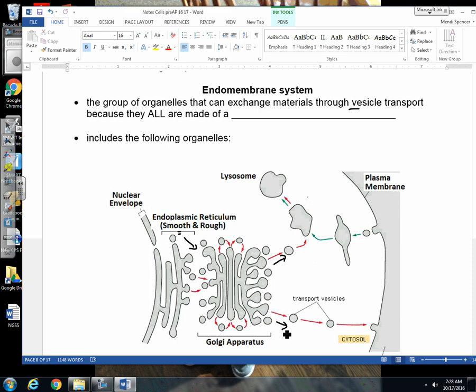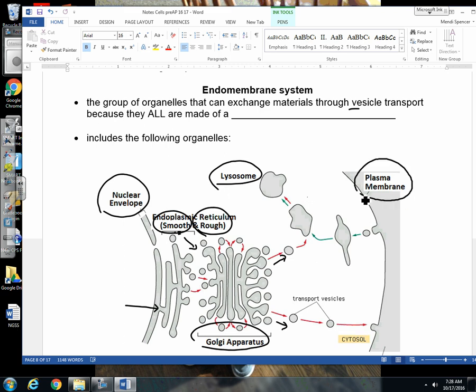So let's indicate these organelles. We have the nucleus, or the nuclear envelope, or the nuclear membrane. If you notice here, it just connects directly to the rough ER and the smooth ER. So they're all part of the endomembrane system. So we have the smooth ER, the rough ER, the Golgi, the lysosomes, and the plasma membrane, because it can bring in particles using vesicles, or vesicles can fuse with the membrane, dumping contents out. And basically everything else that we have not listed here is not part of the endomembrane system.